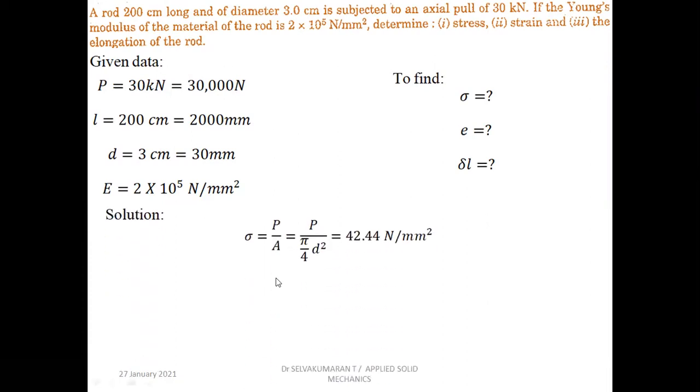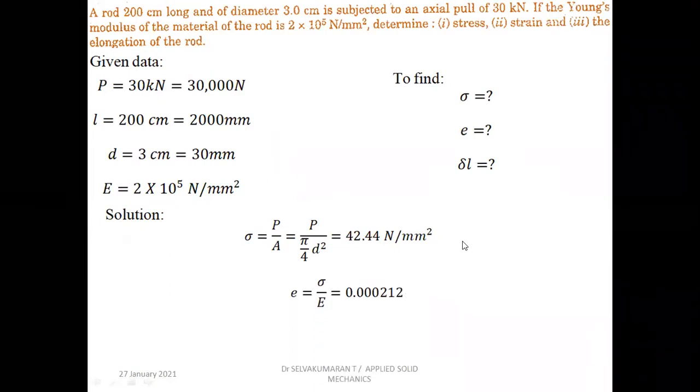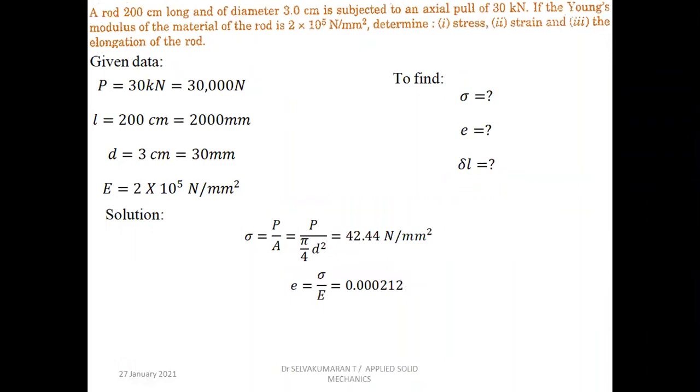And the solution: stress is equal to load by area. Load is given in the problem, 30,000 Newton, and area is pi by 4 d square, where d is the diameter, 30 mm. Stress is 42.44 Newton per mm square. And strain is equal to stress by Young's modulus, 42.44 divided by 2 into 10 power 5. You get 0.000212 as the strain. And the strain is nothing but change in length by original length, that is delta L by L. So delta L is equal to strain into length, 0.000212 into length 2000 millimeter, we get 0.424 millimeter.